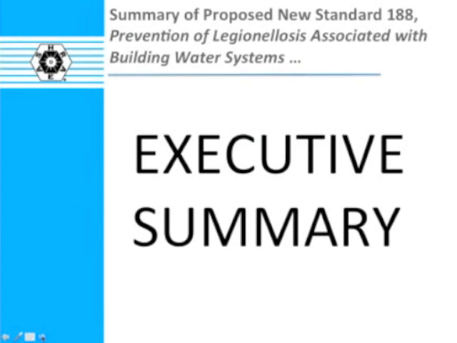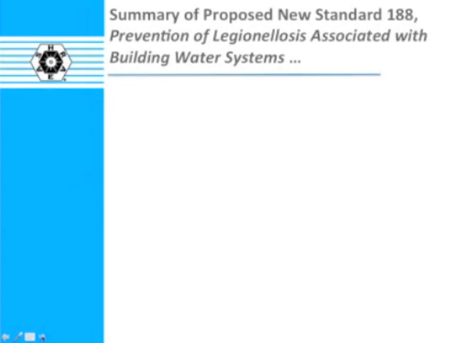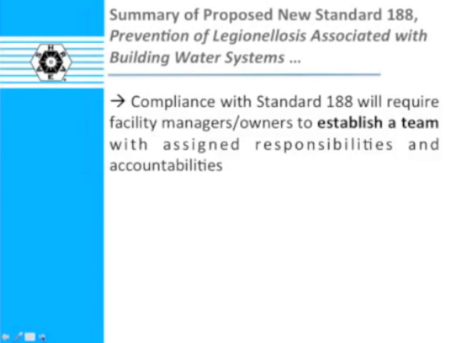Okay, now what I'd like to do at this moment is provide for you an executive summary of the standard, what the standard requires. And if I don't get sidetracked here, this should only take about 3 minutes, at the most 4 minutes. The standard is quite simple and therefore potentially very powerful. It should take no longer than a few minutes to explain what is required by the standard, and I'm going to do that right now. The first thing the standard requires is the most important part of it. Compliance with the standard will require that facility managers and owners establish a team with assigned responsibility and accountabilities.